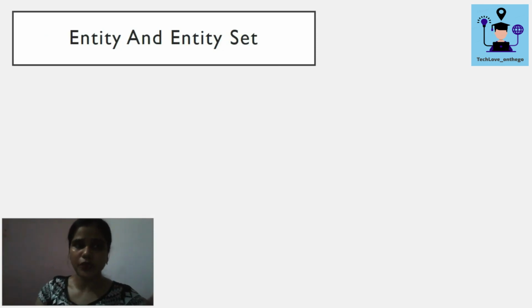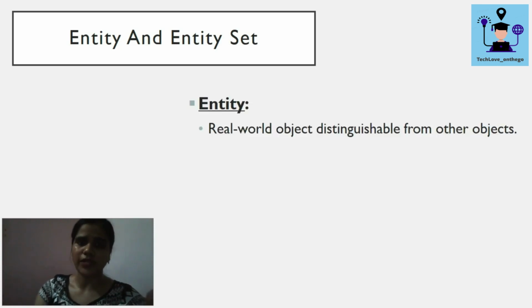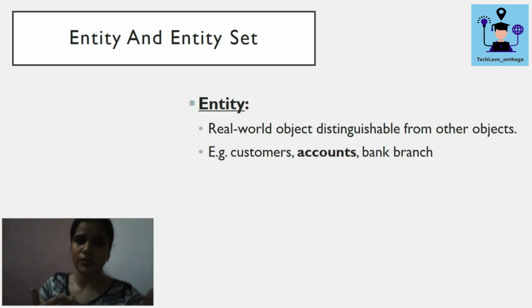So first we need to discuss what is an entity and what is an entity set. There is a very minor difference between these two things which needs to be clear to us. First we will discuss what is an entity. As we already know, an entity is a real world object which is different from other objects. Like we have customers, so every customer is a different entity, and customers is an entity set.